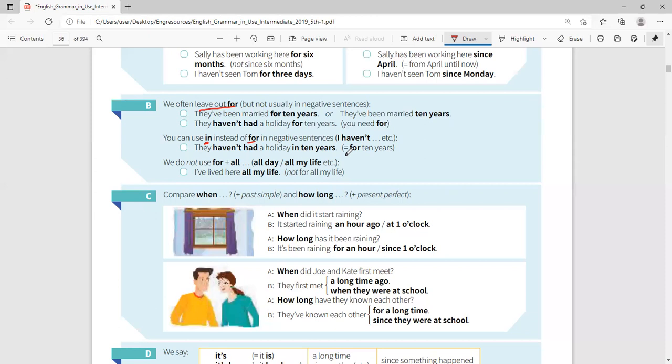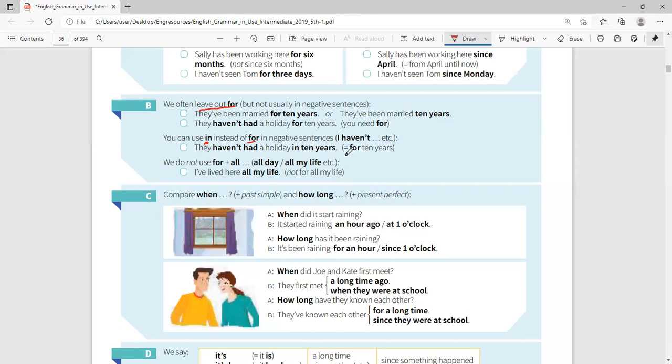So B is talking about, when talking about positive sentences, for is optional. But in negative sentences, you really need to have for. Or if you want, put in. Don't leave it without. You need to have either of those.